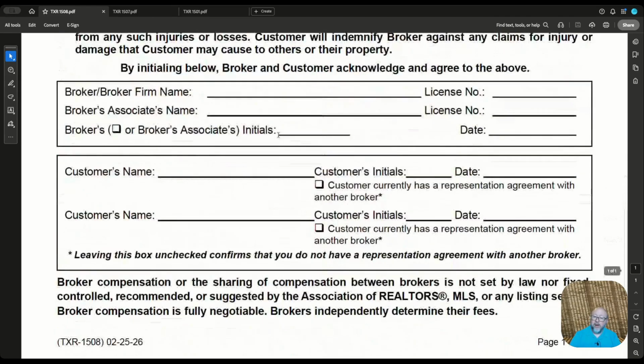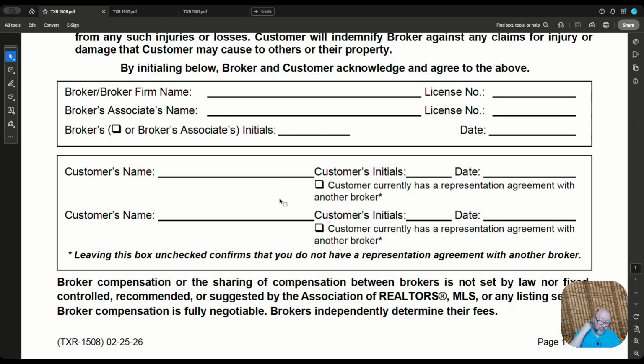Then, by initialing below, broker and customer acknowledge and agree to the above. So we have to have the broker and the firm's name. If there's a broker associate involved, then broker or broker associate's initials. We have the customer's names, their initials, their date. And they want us to check a box here.